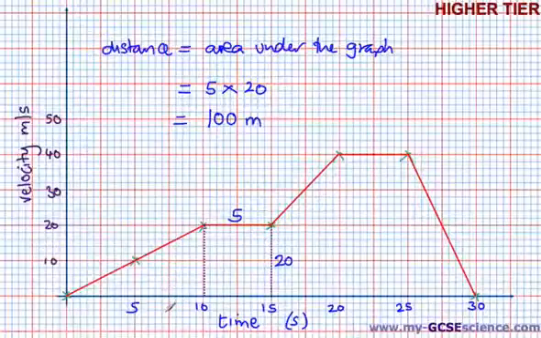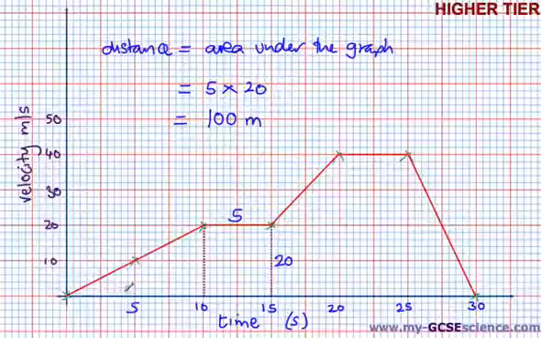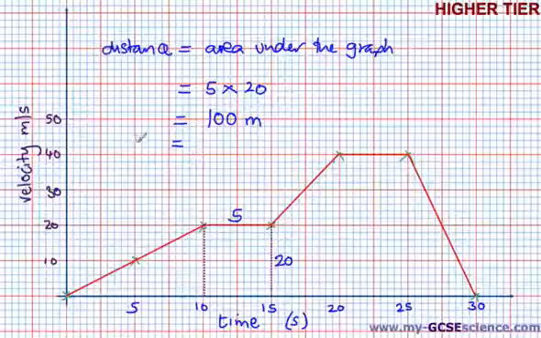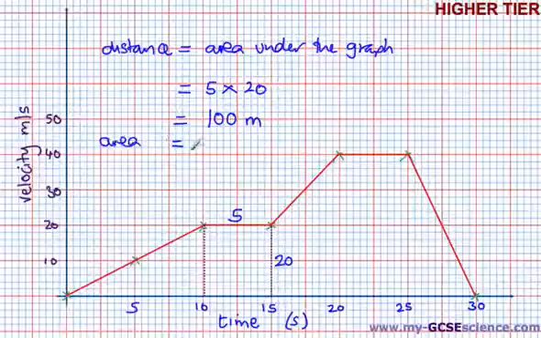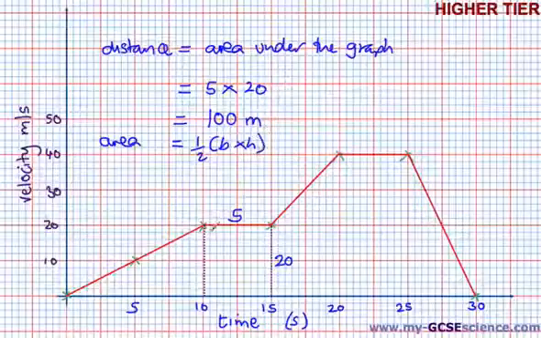Okay, a second place where we could work out distance travelled, where it's slightly more confusing, is say from 0 to 10 seconds. Now we haven't got a square here, we've got a triangle, and the formula for the area of a triangle is area is half of the base times height. And unfortunately they don't give you this formula in the exam. You'll have to remember it from your math lessons.